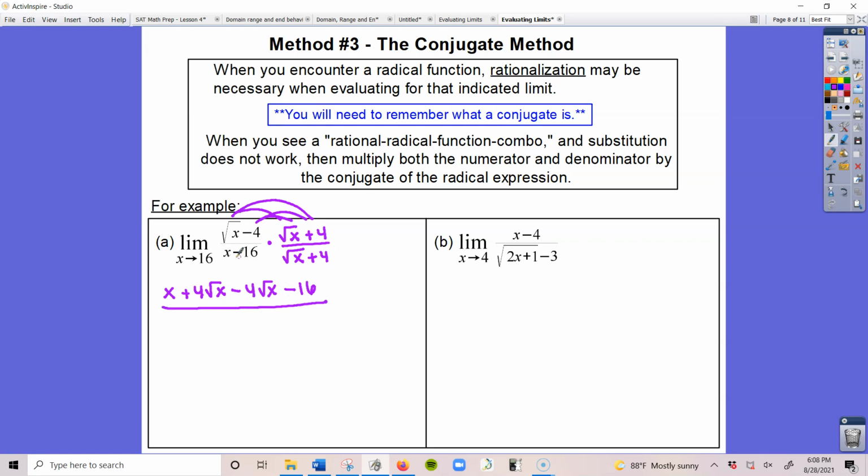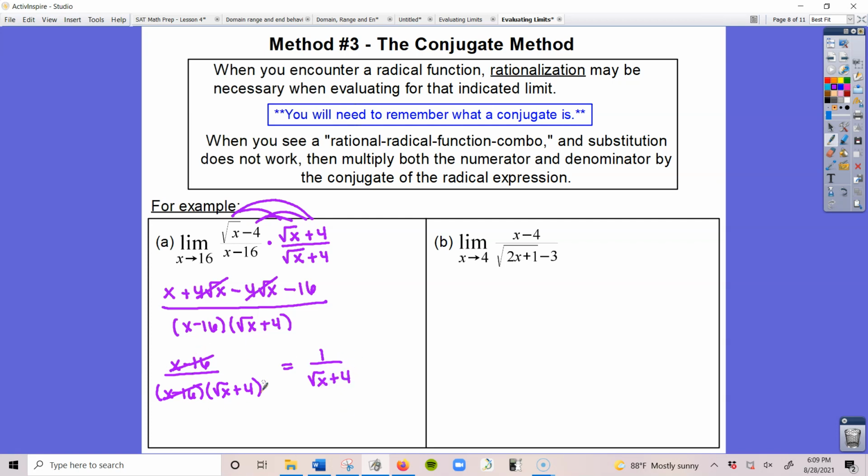Over, remember here, we're not going to actually distribute. This would be x minus 16 times the square root of x plus 4. When you simplify this, these middle terms, if you multiply correctly with the conjugates, will always cancel out. So now my numerator is x minus 16 over x minus 16 times the square root of x plus 4. See, this is why we don't distribute, because when you use this method, that problematic factor will cancel out. And now what we're left with is 1 over the square root of x plus 4.